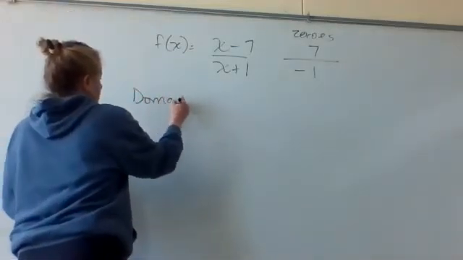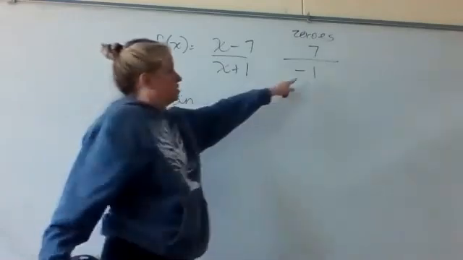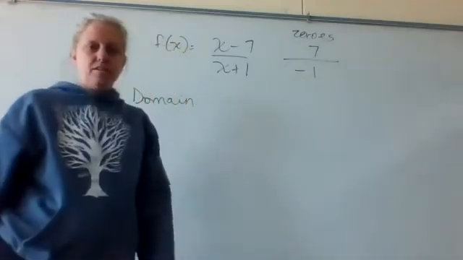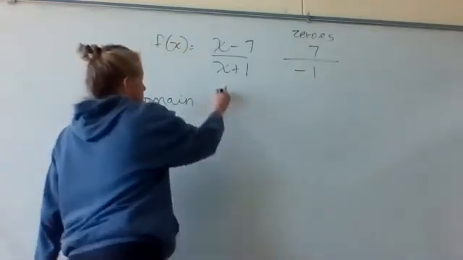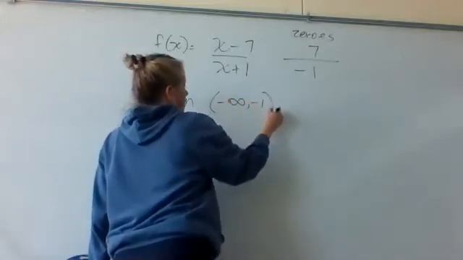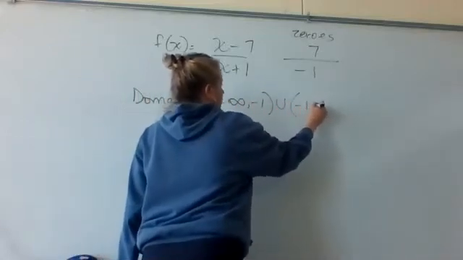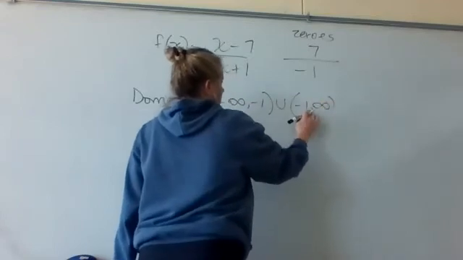The domain. Exclude the 0 from the denominator, which is just -1. So -infinity to -1 and -1 to infinity.